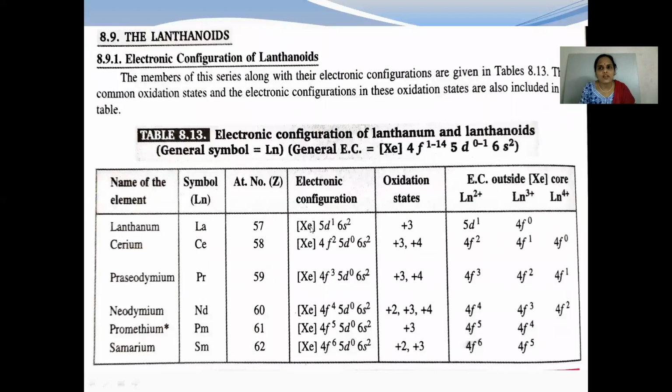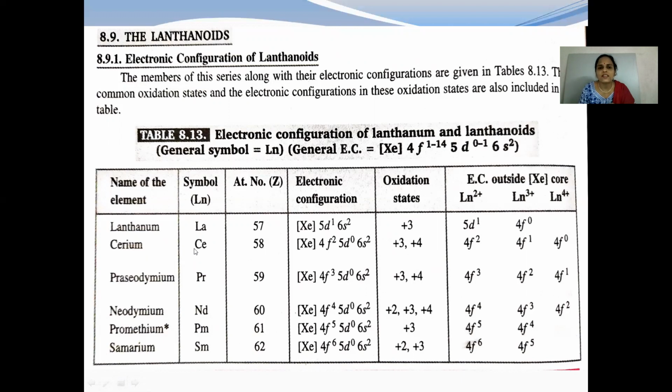We'll study in detail first the lanthanoid elements. Firstly, we'll see the electronic configuration of lanthanoids, and the members of this series with electronic configuration are shown in this table. The common oxidation states and the electronic configuration in these oxidation states are also shown. Usually the common oxidation state exhibited by lanthanoid elements is +3. So there are 14 elements following lanthanum.